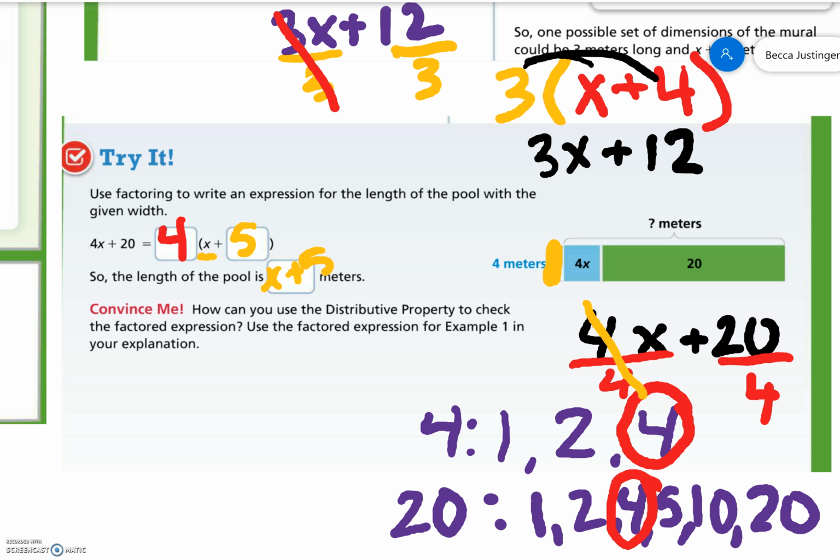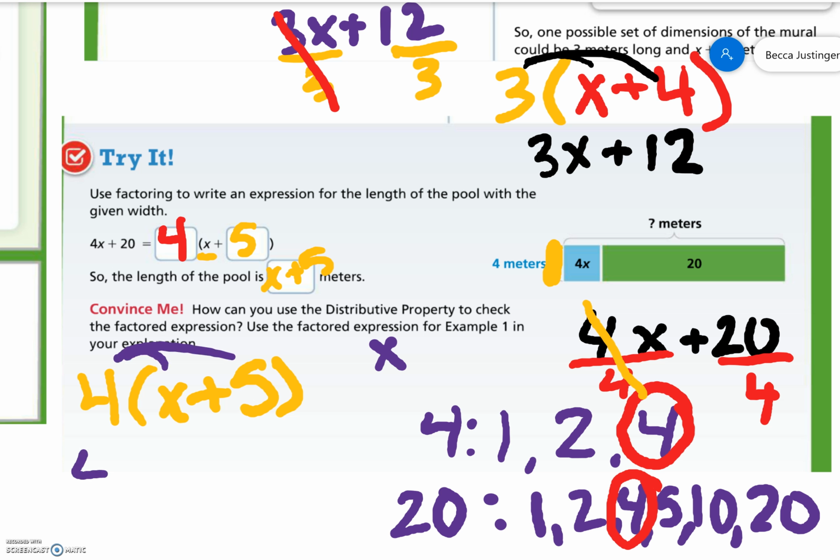Oh, that's the convince me. How can you use the distributive property to check your factored expression? Use the factored expression in example 1 for your explanation. Well, we already explained that, so let's use our factored expression in the try it. 4 times x plus 5. You distribute, you multiply. So I multiply 4 times x is 4x. 4 times 5 is 20, and that's our original expression, so we are good to go.